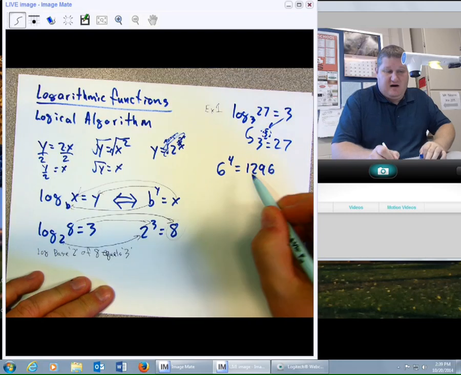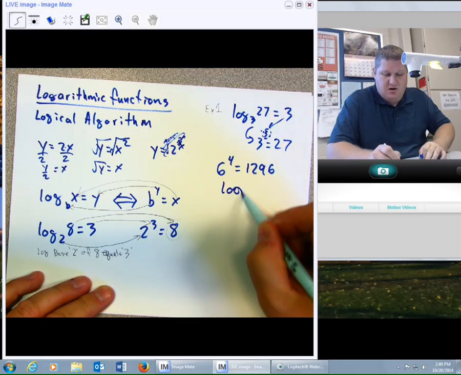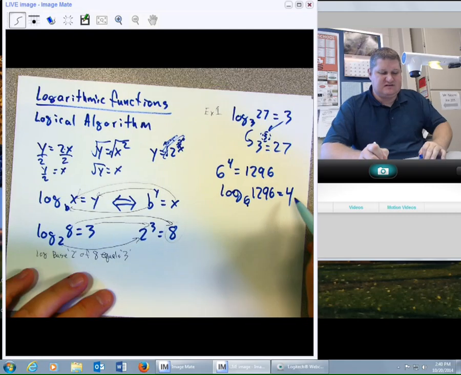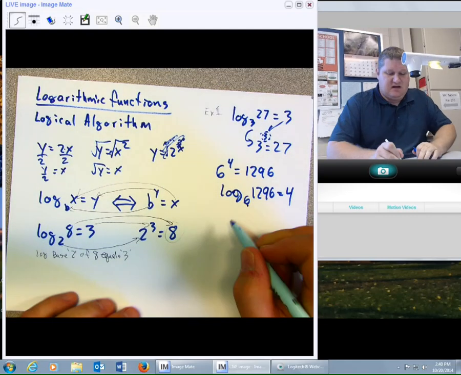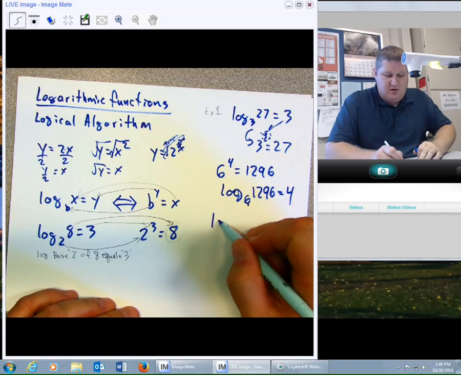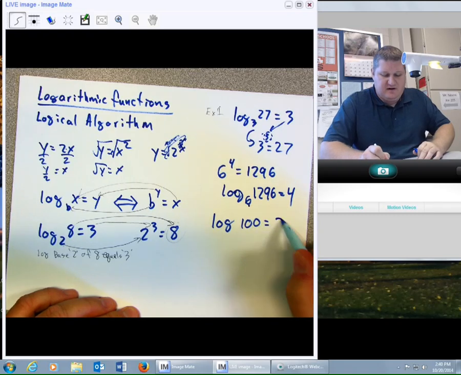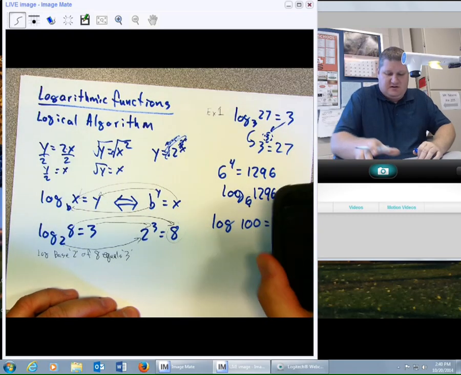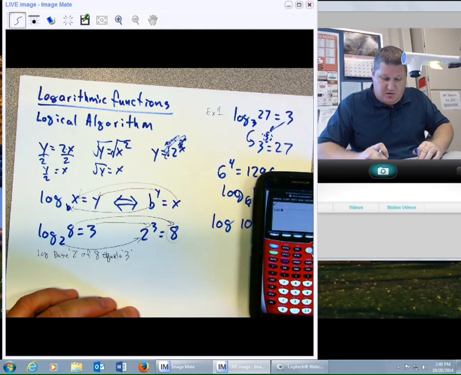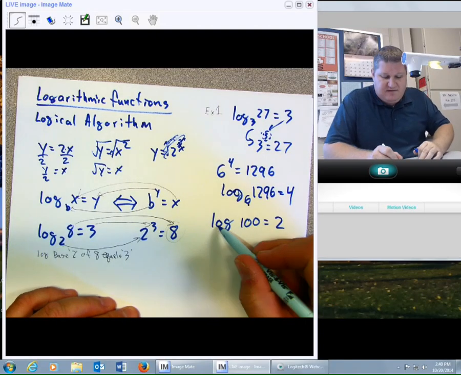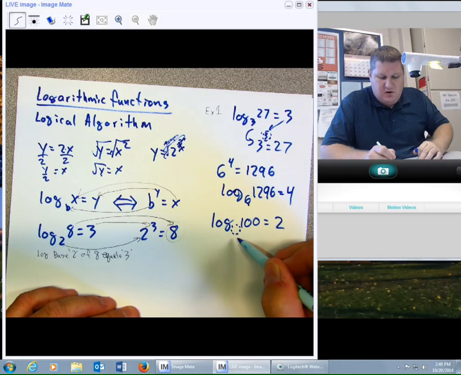So if I were to switch this around, I would say log base 6 of 1296 equals 4. So how many 6's go into 1296? 4. Now, let's do something else here. Let's say log with no base of 100. That's going to equal 2. If I go to my calculator and I type in log of 100, the answer is going to be 2. The reason is because anytime I have log with no base, the default base is 10.